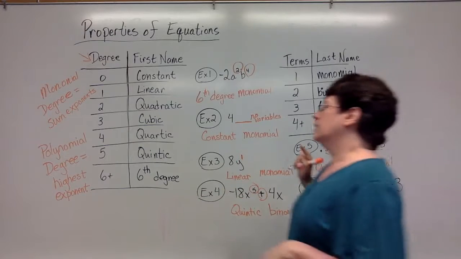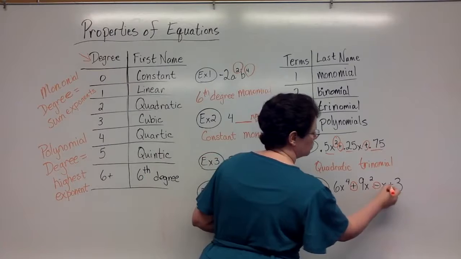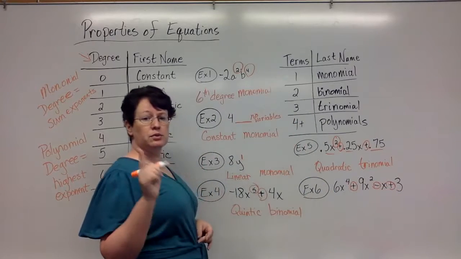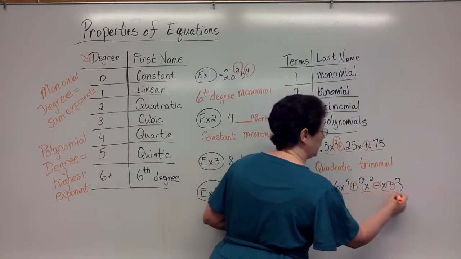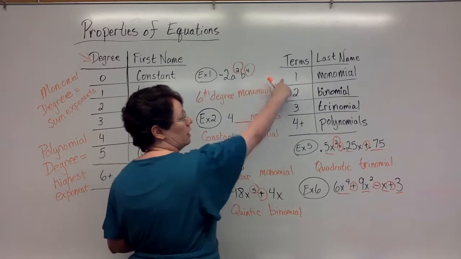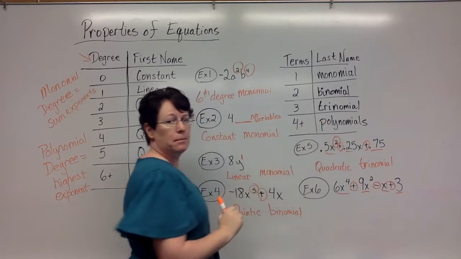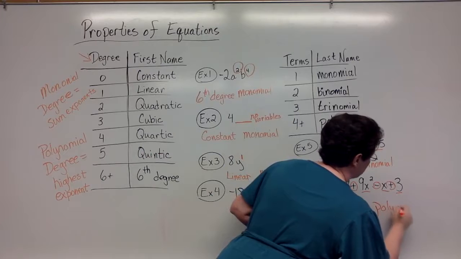Last one. How many terms do we have? Well, I've got 1, 2, 3 symbols, addition, subtraction in between. That means I have 1, 2, 3, 4 terms. 4 terms is a polynomial, okay? So polynomial.